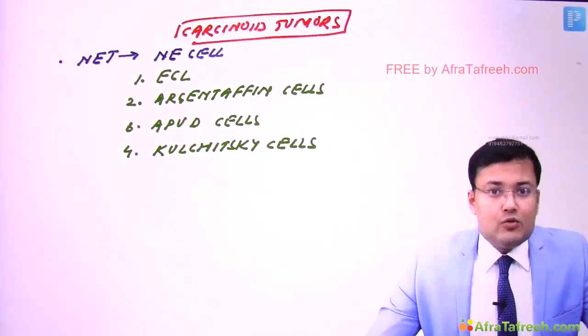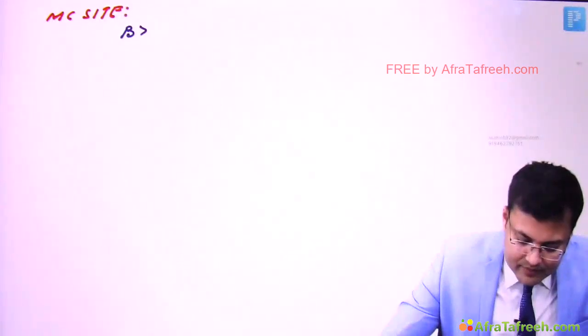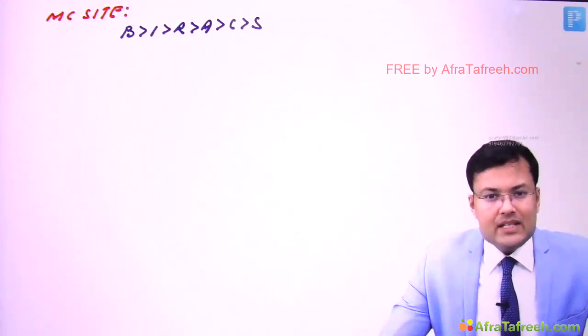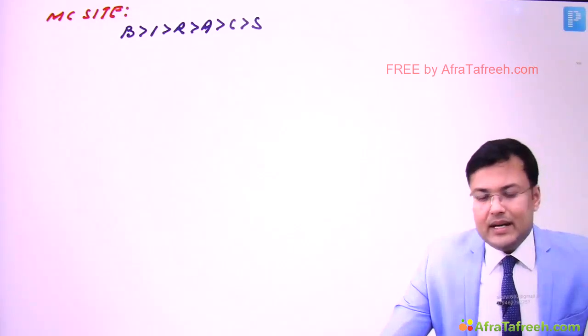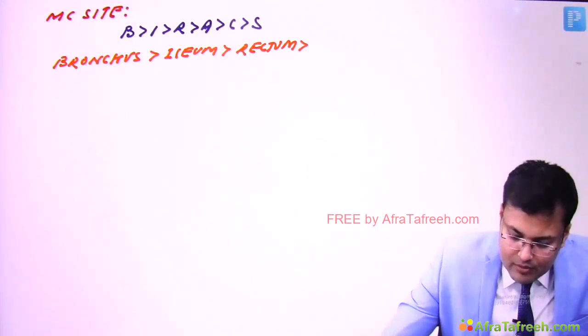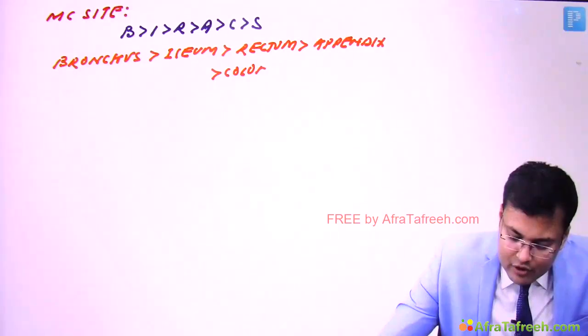So see, what's the most common site of carcinoid tumor? And how to remember, the mnemonic is BIREX. Clear? So here, B means bronchus, I means ileum, R means rectum, A means appendix, C means colon, S means stomach. So the most common site is the bronchus, followed by ileum, followed by rectum, followed by appendix, followed by colon, followed by stomach.